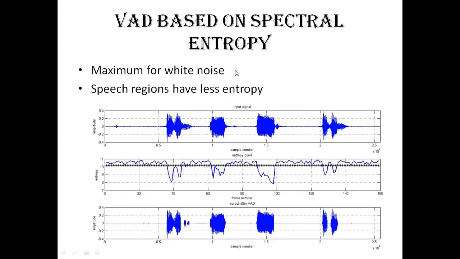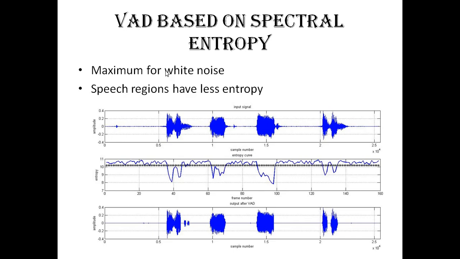By the definition of spectral entropy, we can easily see that the entropy will be maximum for white noise, which can be intuitively understood as, since white noise has the maximum randomness possible, we get a very high entropy for that. And speech regions correspondingly have lesser randomness because of the structure in them, which results in a lesser entropy. So this information can be used to do a voice activity detection.